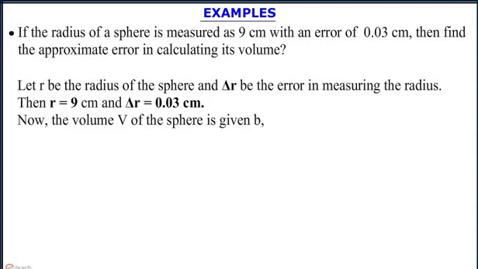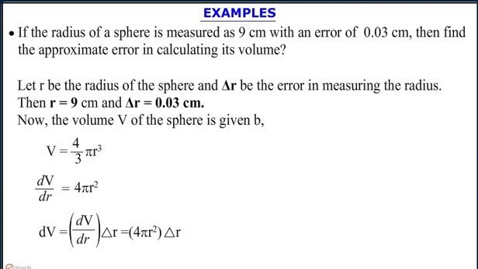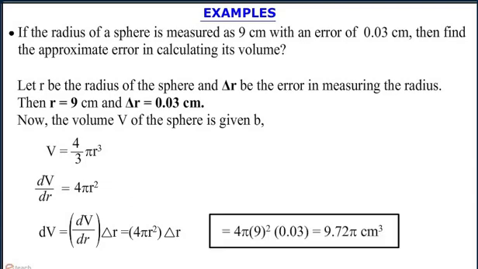The volume V of the sphere is given by V equals 4 by 3 pi r cube. dV by dr is equal to 4 pi r square. Now dV equals dV by dr into delta r, that is equal to 4 pi r square into delta r. The answer comes out to be 9.72 pi centimeter cube.